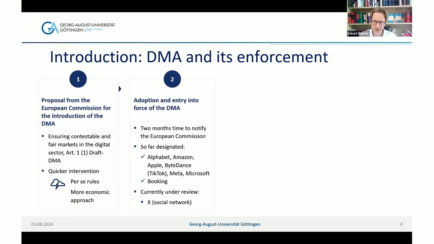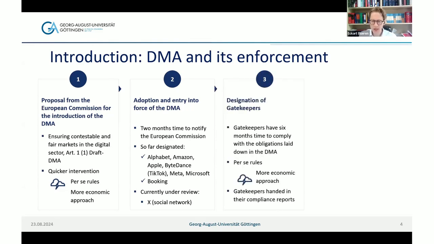And then these gatekeepers are subject to the obligations that the DMA stipulates in Articles 5 to 7. A few undertakings have already been designated. So that's the usual suspects in digital competition law: Alphabet, Amazon, Apple, ByteDance, Meta, Microsoft, and Booking. It's important to say that these undertakings are designated as gatekeepers, but not the undertakings globally as such are subject to all obligations of the DMA, but certain services of these undertakings. But I won't go into this detail because it's not so important for my topic.